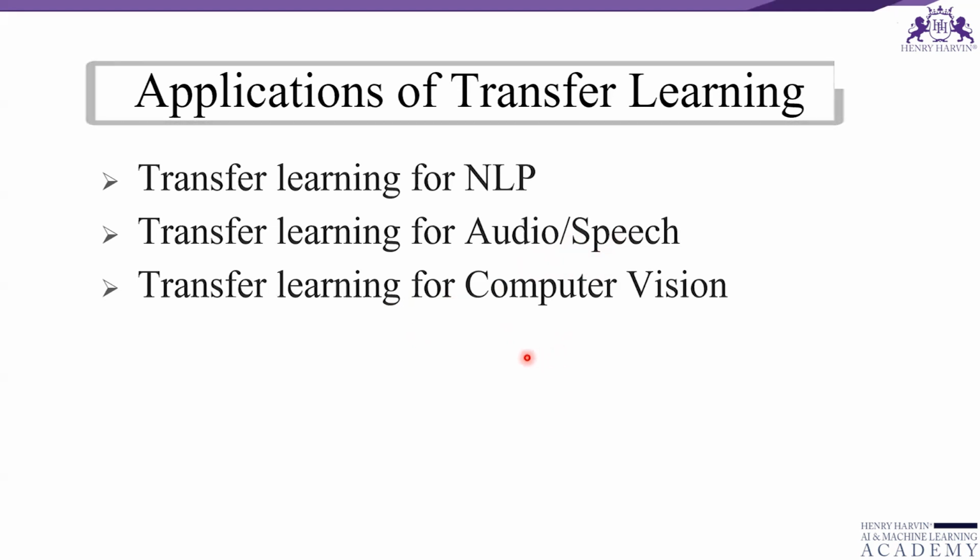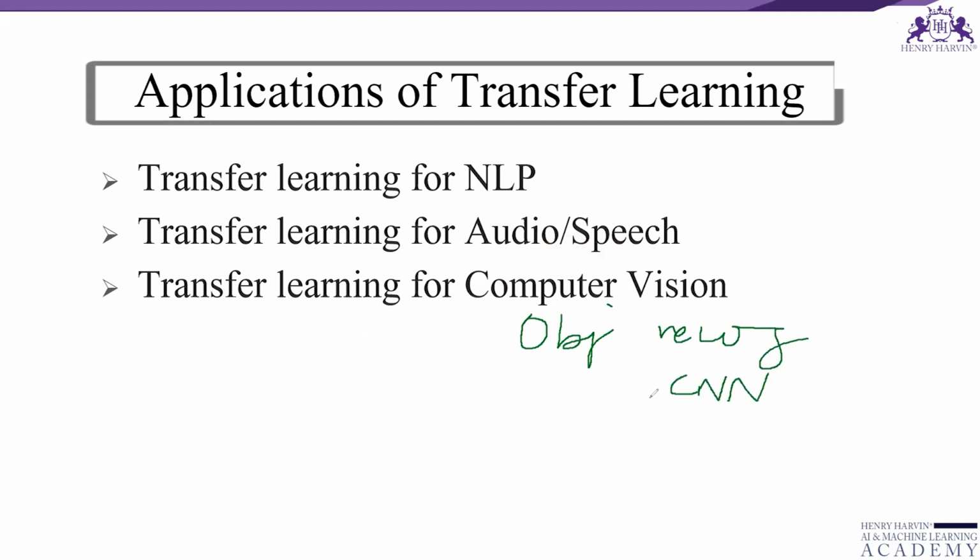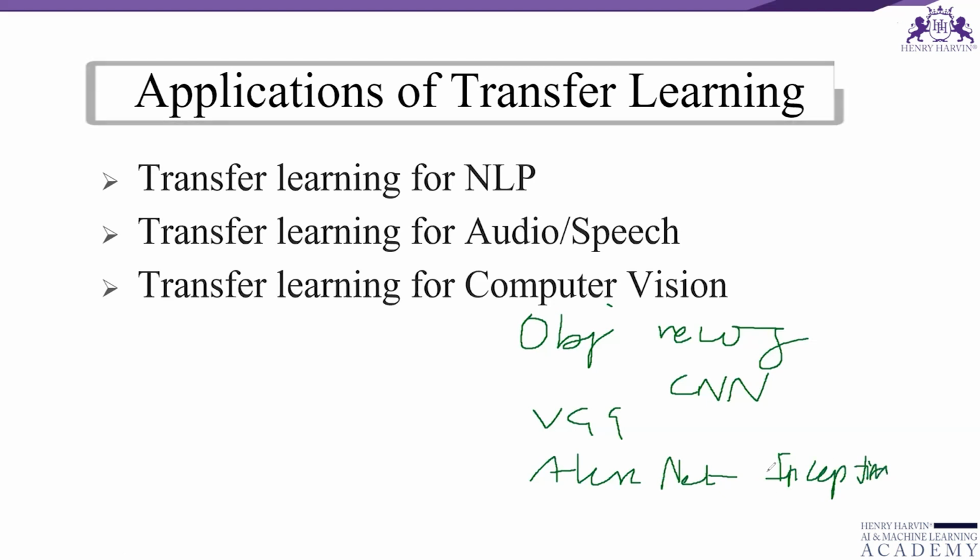The next one is computer vision. Here deep learning has been quite successfully utilized for computer vision tasks like object recognition using CNN architectures. There are a lot of findings here using models like VGG, AlexNet, and the Inception model, which are trained on large datasets. So these are basically very important.